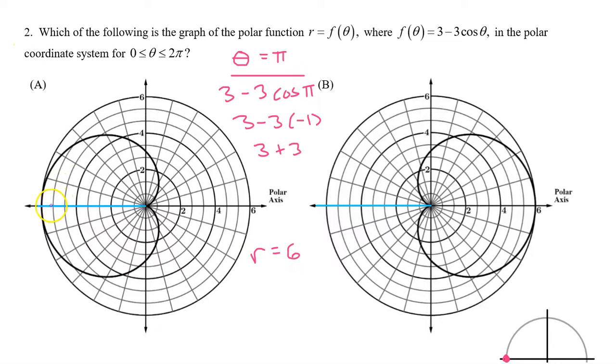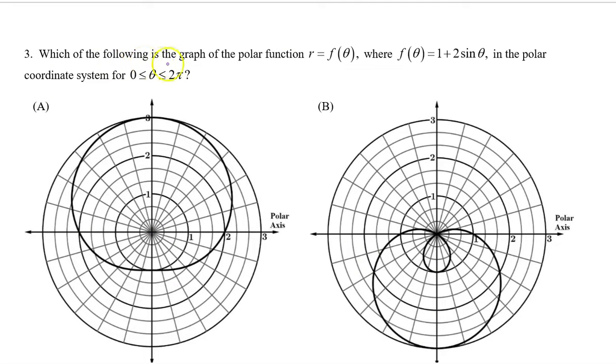Looking at option A, at pi radians, an r value of 6 would fall right here, which is on the graph, so A is still in. Looking at option B, an r value of 6 does not fall on the graph, so B is out, and the answer is A.